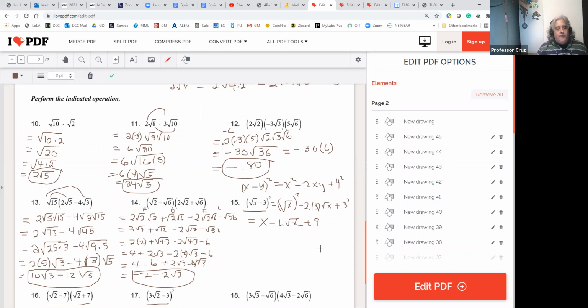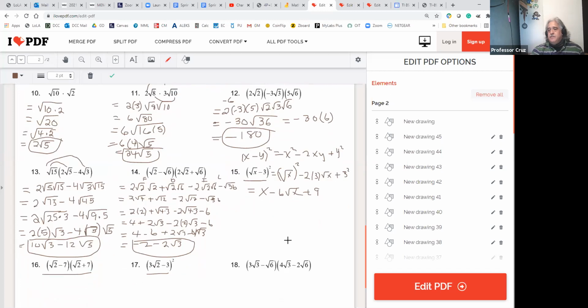You can go through the FOIL, just sort of how you did with this one. And with the 14, we didn't have much choice. But that's the formula for what we call the sum of squares. Okay, questions?